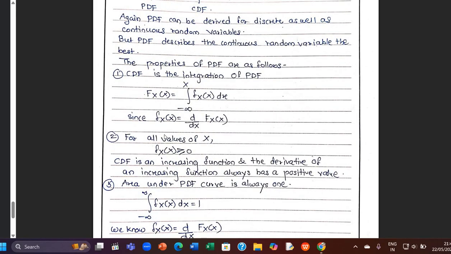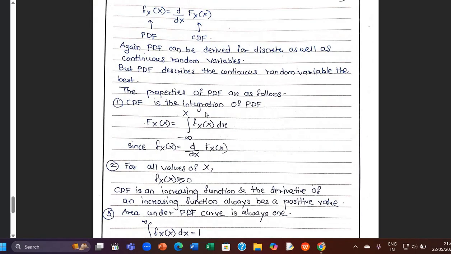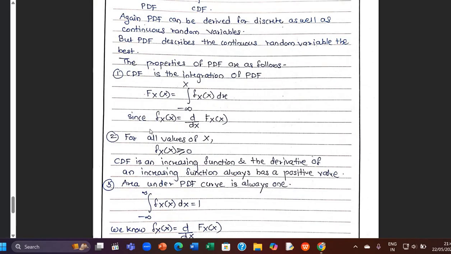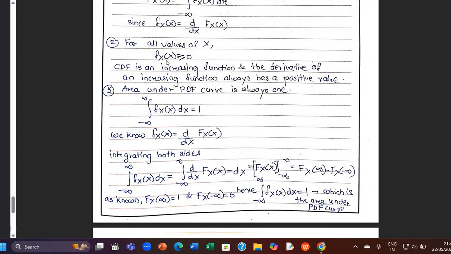Now, as far as its properties are concerned, the first thing is that CDF is the integration of PDF. The way we define PDF is the derivative of CDF, so in a similar fashion, f_X(x) is equal to d/dx of capital F_X(x). For all values of x, it is always greater than or equal to 0, so it is never negative. CDF is an increasing function, and the derivative of an increasing function is always a positive value. Area under the PDF curve is always 1. So theoretically speaking, the integral of f_X(x) dx from minus infinity to infinity is always equal to 1 over the entire period.